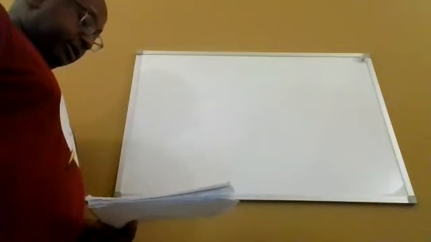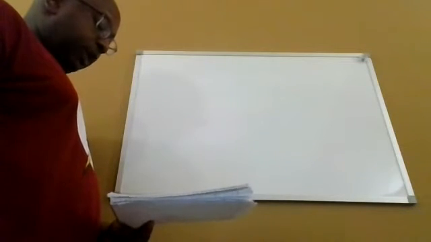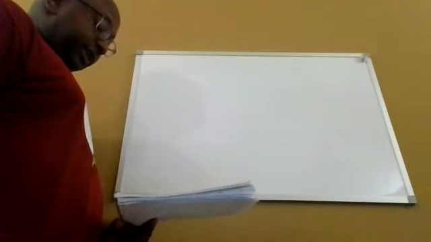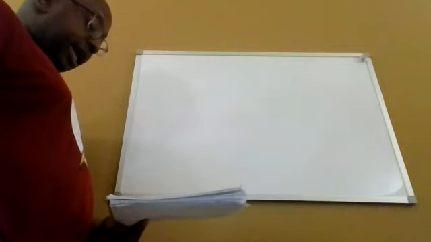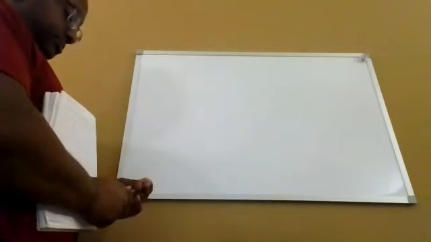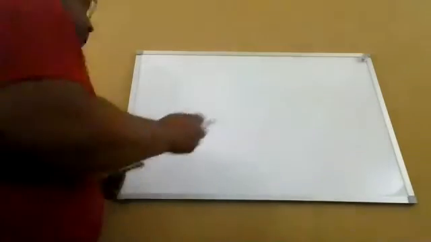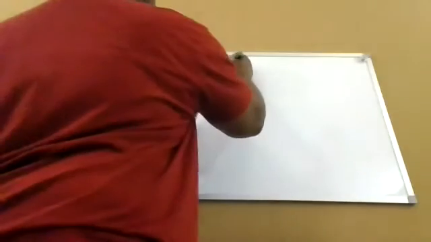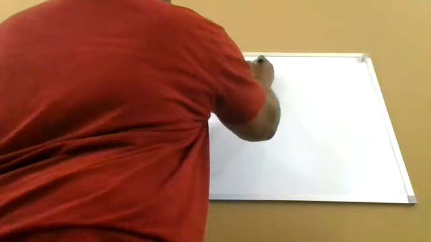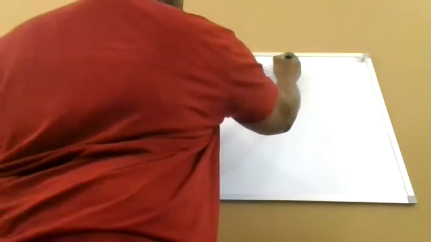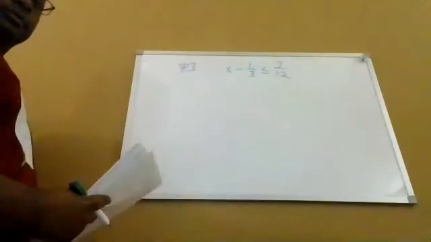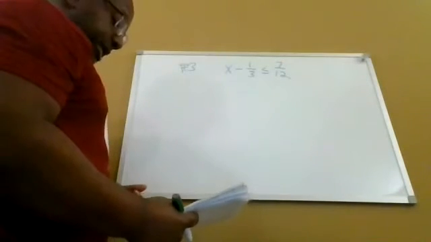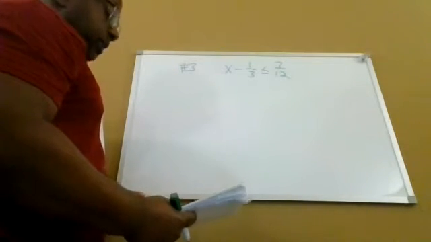Okay, for problem number 3, we're going to have x minus 1/3 less than or equal to 7/12. So we have to solve that inequality for x and then graph it on a number line and then write our answer in interval notation. So there's our inequality, x minus 1/3 is less than or equal to 7/12.